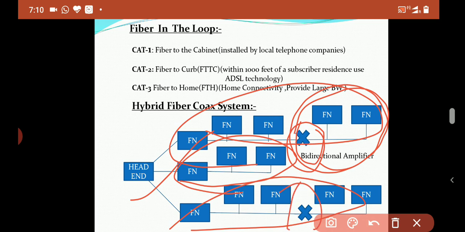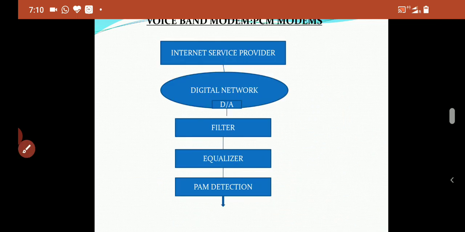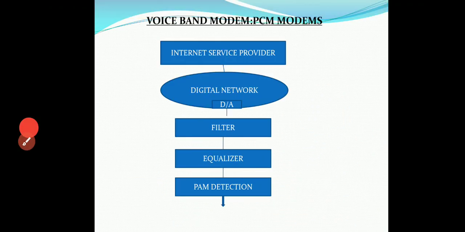If the bidirectional amplifier is not here, then bidirectional communication will not take place. So this is an important thing. Then there is a voice band modem, that is a PCM modem.